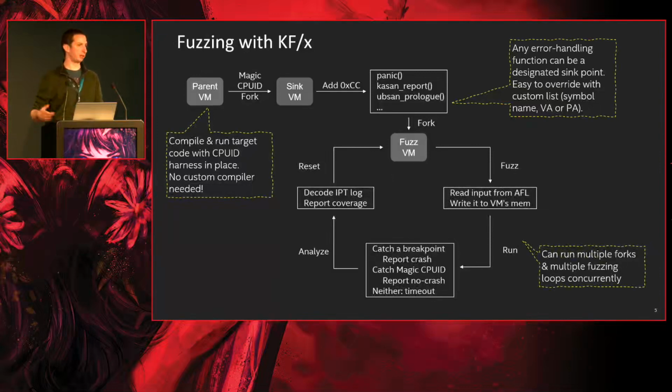That's the VM that actually is going to execute the fuzzing loop. You start the fuzzing, you read the input that AFL generates, you directly put it into the memory of the fork VM, and you hit run. You see what happens. If you get a breakpoint, that's a crash condition. Those are the breakpoints that we injected into the sink functions. So you report a crash back to AFL. AFL saves the input that reached that path, and then you can go investigate later what that input actually does to the code. If you catch the magic CPUID at the end, you know that you reached the end of the code that you were interested in, so you can go to the next iteration.